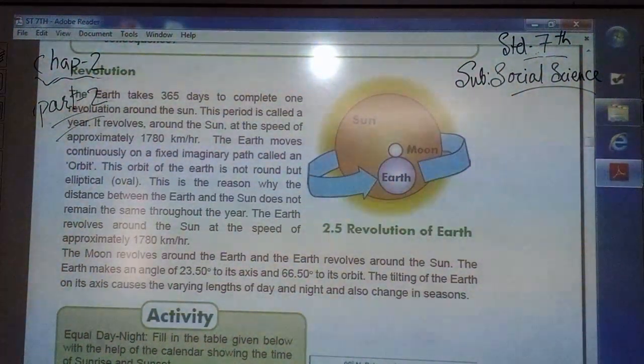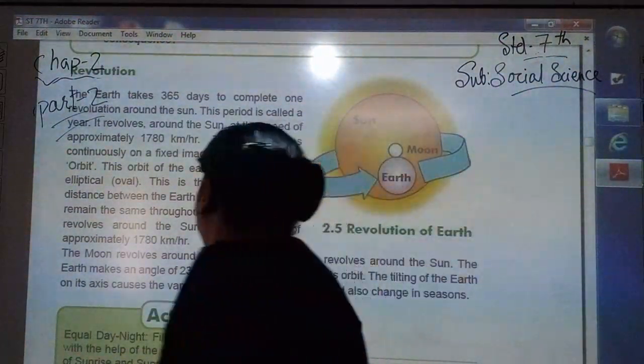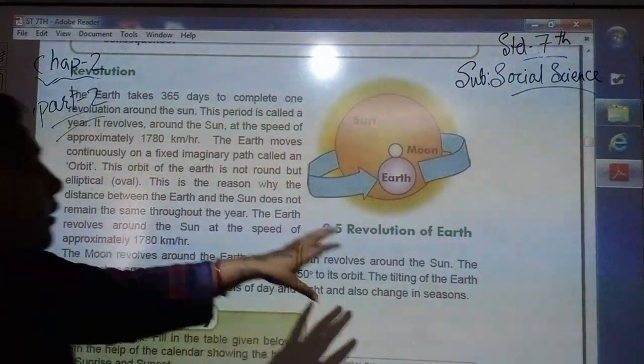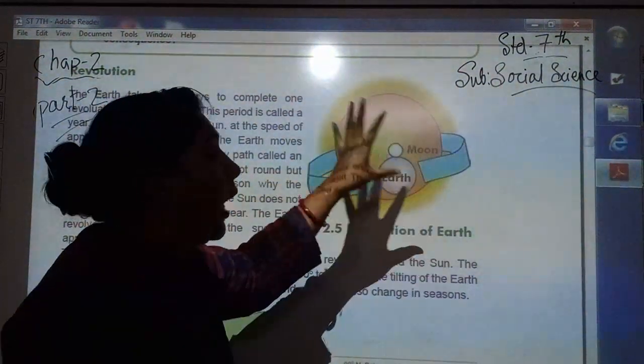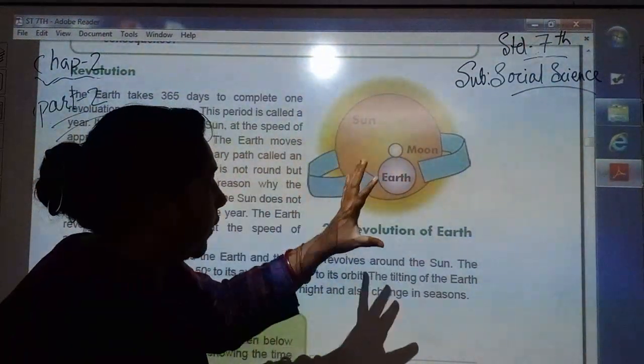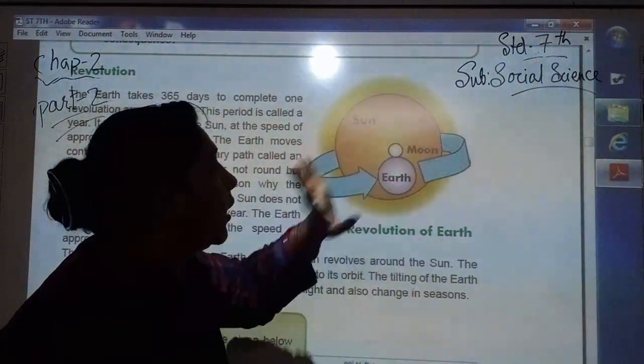called an orbit. We can say orbit or rotation, whatever we can say, it's continuously moving on its fixed path. The orbit of the earth is not round. I already told this. Look at the picture, you see the revolution of the earth. There are various planets, and we will talk about the motion of the earth. The chapter name is the earth, moon and the sun.